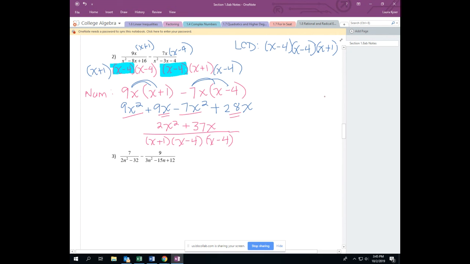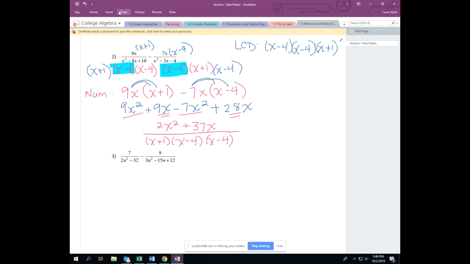Multiplication is commutative, so order's fine however you want it. Also, a lot of people like to shorten this and write it as parentheses x minus 4 squared, which is fine as well. It's whatever you're comfortable with. And a lot of people like it that way best because it's a little bit shorter, which is fine.